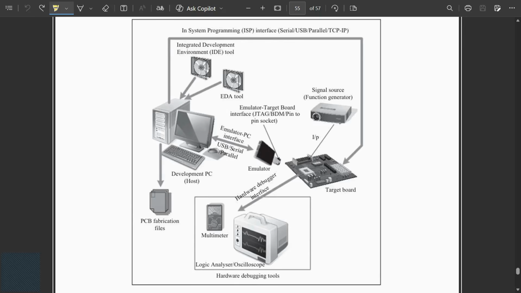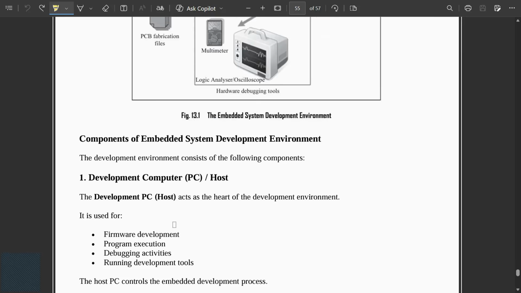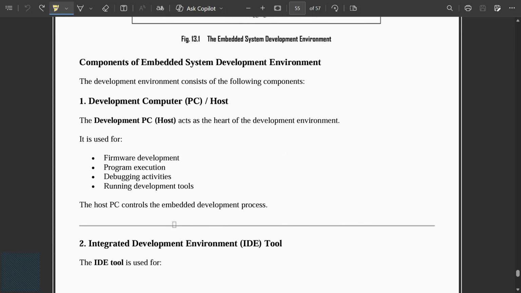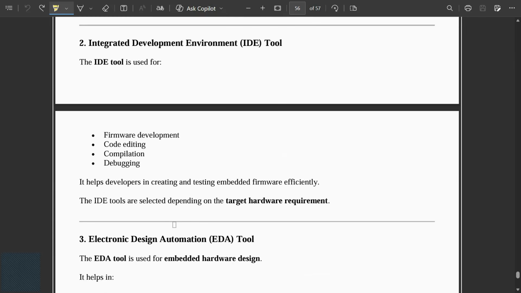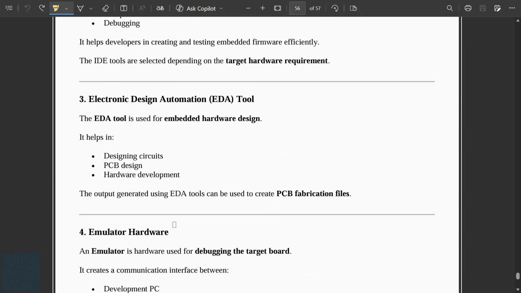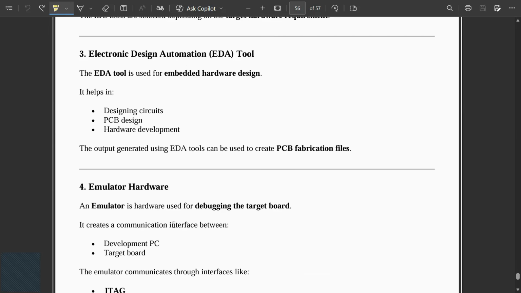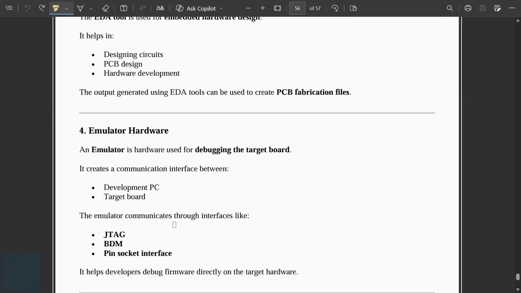Finally, inside the CPU, PCB fabrication files are saved. Here, each of the components you have to explain. The development PC acts as the heart of the development environment. The IDE tool is used for coding, editing, compiling and debugging. The EDA tool is for embedded hardware design. It helps in designing the circuit, PCB design and hardware development, and the output generated by the EDA tool can create PCB fabrication files.